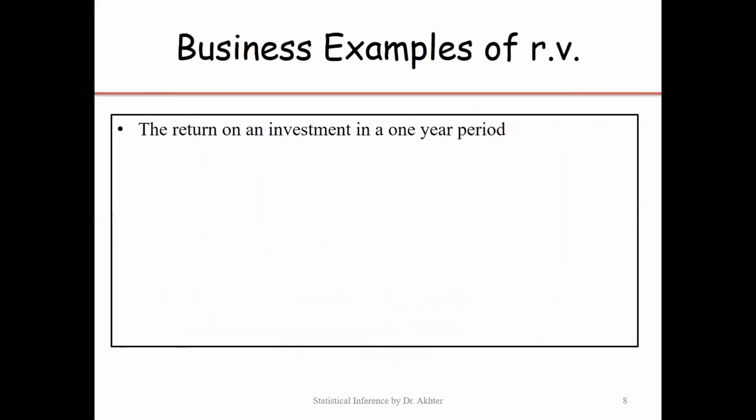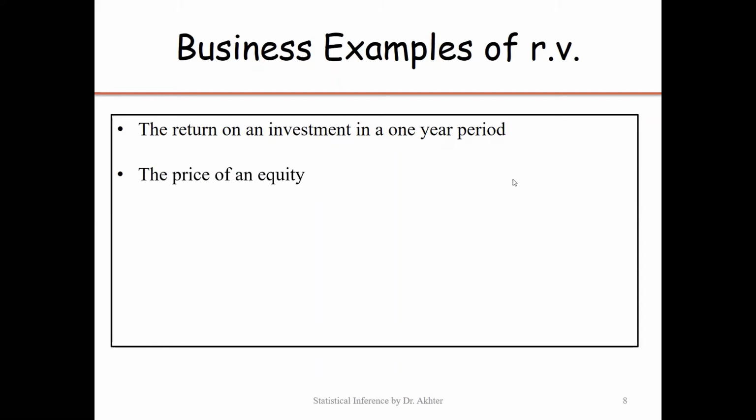Now, a business example of a random variable, RV. I will use RV for the random variable. The return on an investment in a 1 year period. So at every point in the year, when we get a return, that point will be the value of this random variable. Suppose every quarter we have a return, or every month we have a return, or whatever we have. So the time is basically the value of this period.